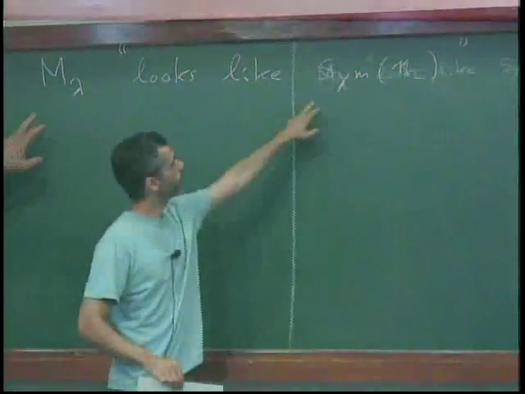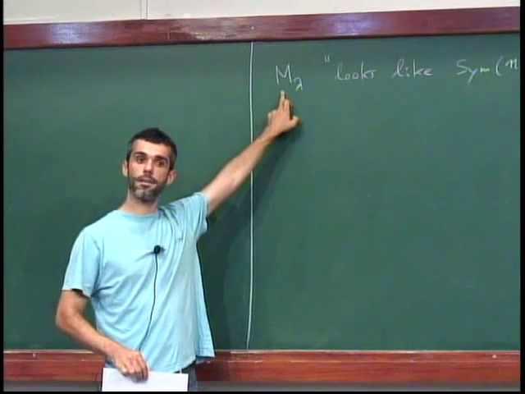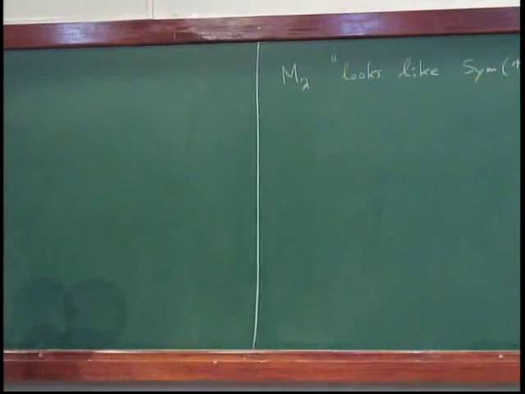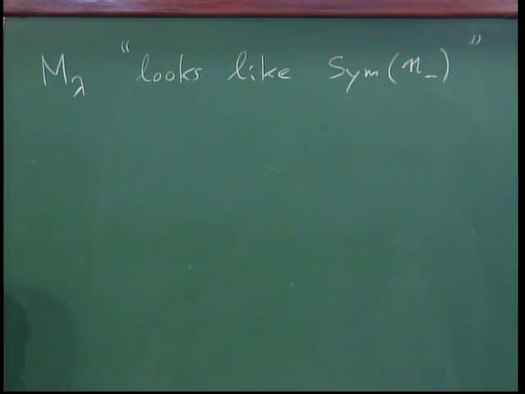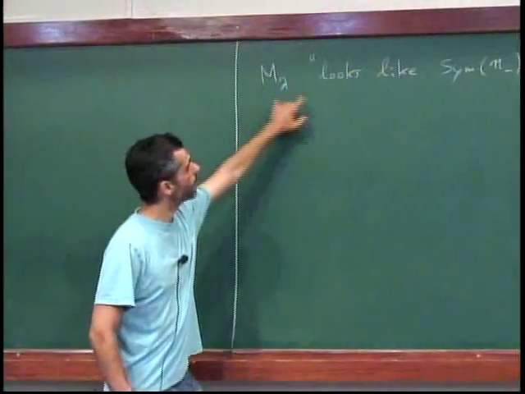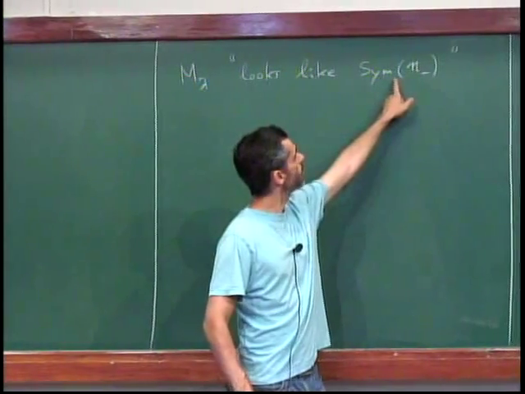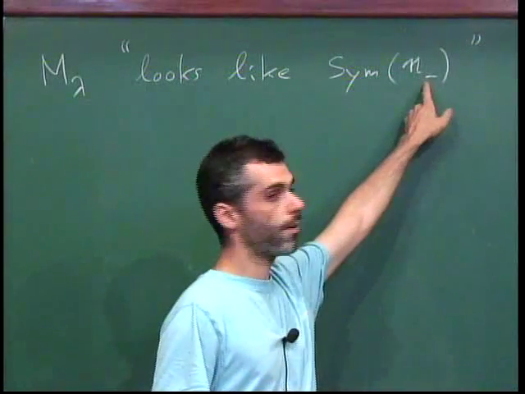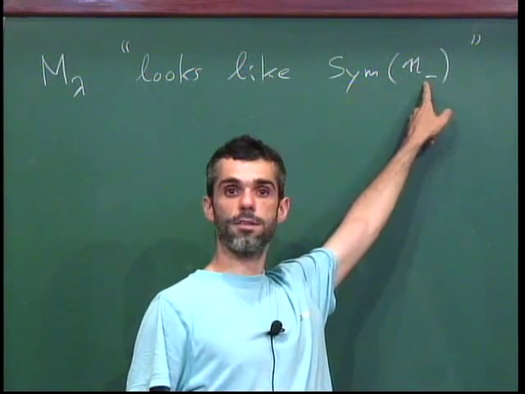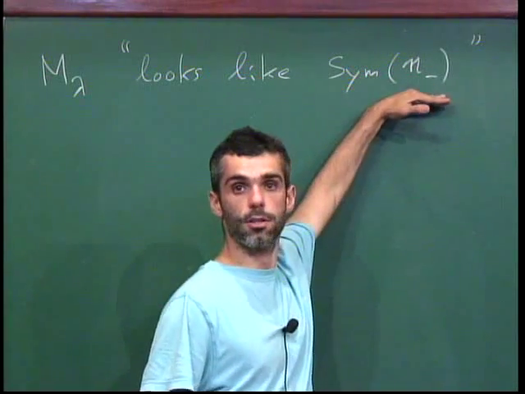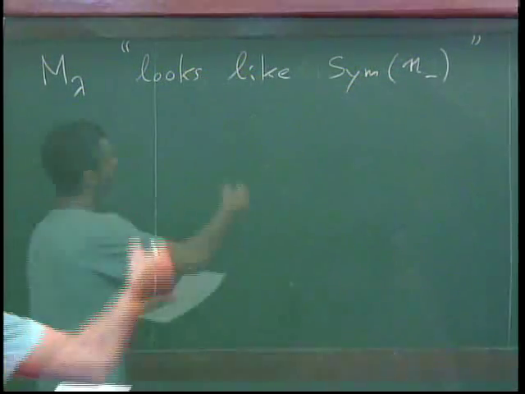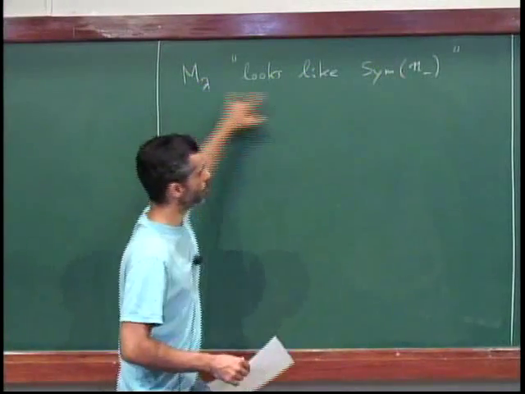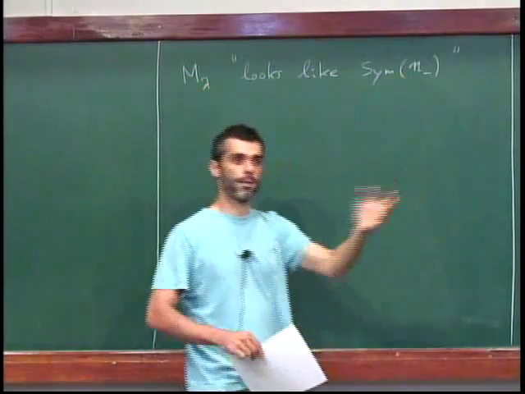there's a theorem called the Poincaré-Birkhoff-Witt theorem that, phrased in a sort of not very precise way, says that M lambda looks like the symmetric algebra on the underlying vector space of N. So this does not use the Lie algebra structure. And what it actually means, well, it means lots of things. It means that there's a filtration on this whose associated graded is isomorphic to that, but that's not what I really want.